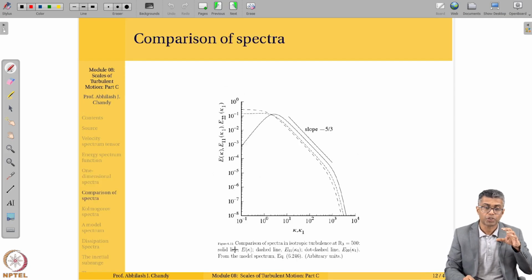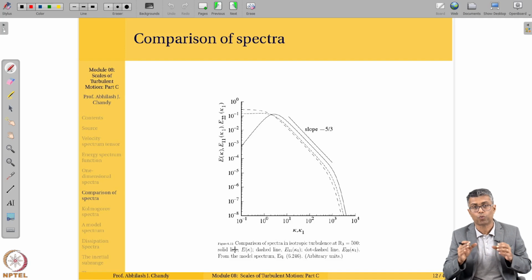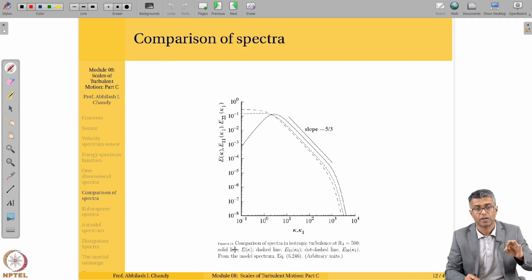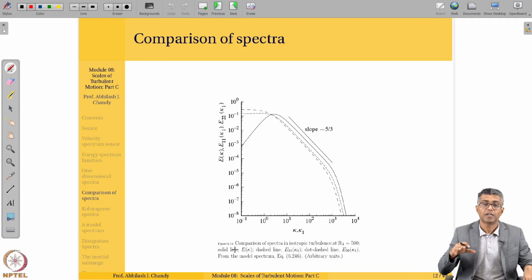Okay, now what is shown here is the comparison of the spectra that we just derived. So we have it for E of k, E11 of kappa 1 and E22 of kappa 1. And what is shown here is how it is evolving, so those equations are what are plotted here. Now these are actually derived from what is called a model spectra, which we will see in the next class. But essentially these are the three different spectra: the energy spectrum function and the 1D spectra, E of k, E11 of kappa 1 and E22 of kappa 1.